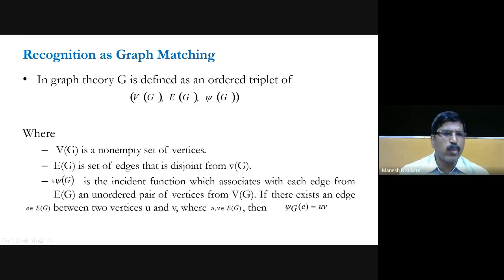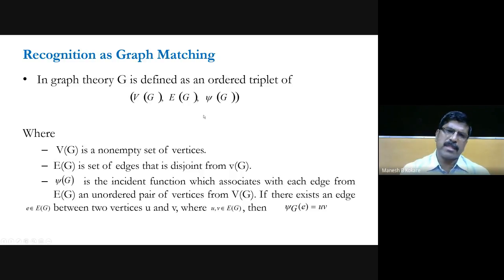How do we find V of Z, the set of vertices? How do you find E of Z? And how do you find psi of Z from the given graph? So a graph is basically an ordered triplet which consists of V of Z, that is the set of vertices, E of Z, the set of edges, and psi of Z, the incident function.